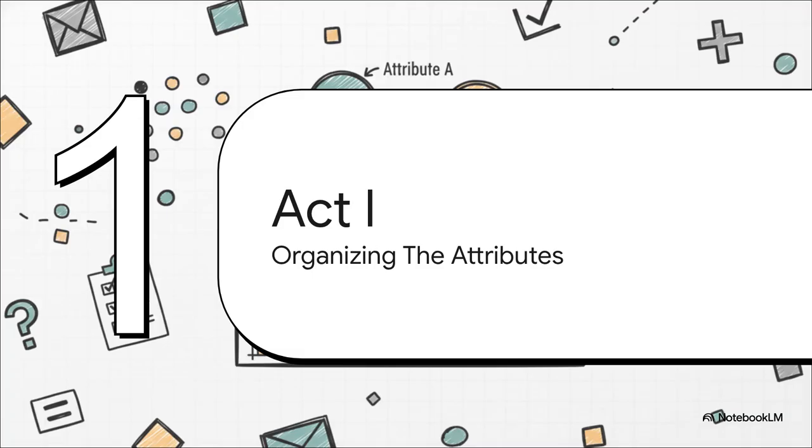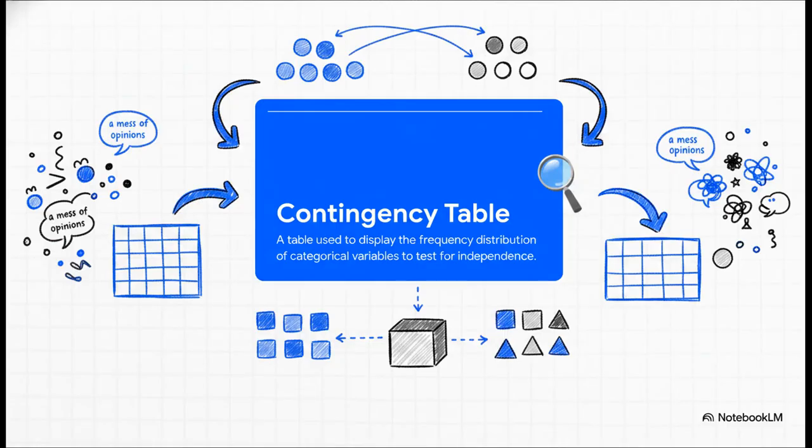To find an association, you can't just stare at a pile of survey responses and hope for the best. We need a system. So our first step, let's call it Act I, is all about getting these attributes organized in a way we can actually work with. And our number one tool for this is the contingency table. Now, don't let the fancy name fool you. It's really just a simple grid. But it's an incredibly powerful one.